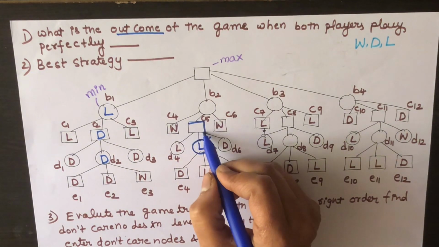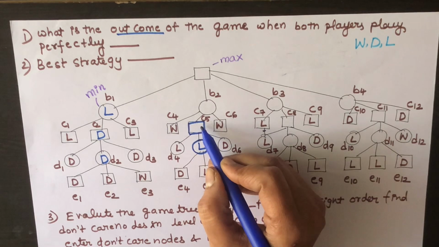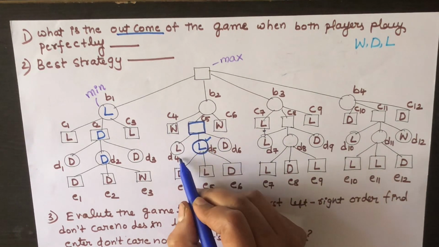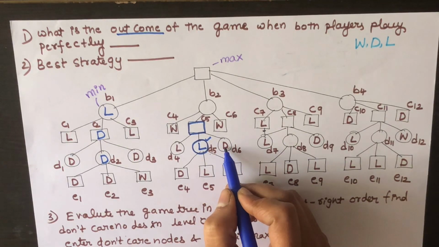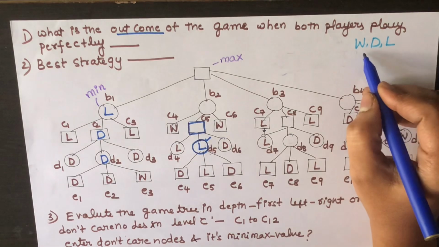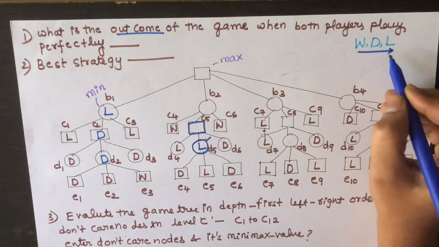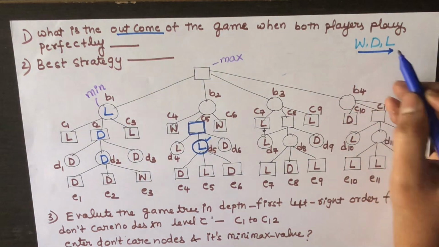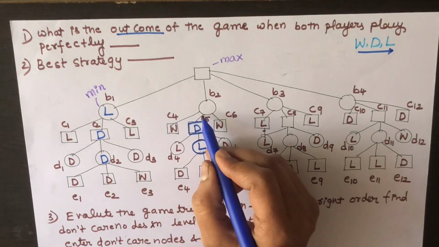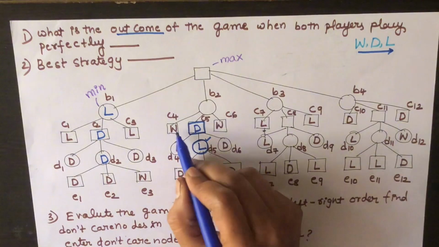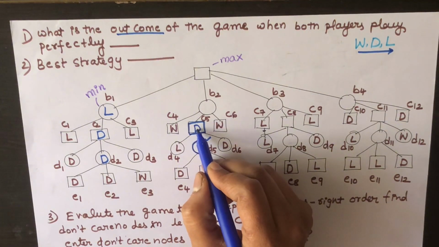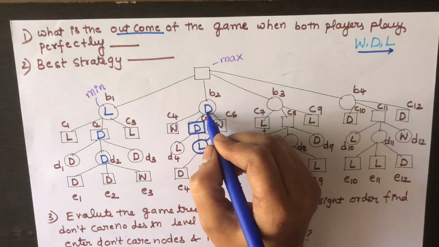Next solve C5. C5 is a max node. The max node selects the maximum value from its children D4, D5, D6. Draw is the maximum. This is the order: win, draw, lose. So draw is the maximum value, and the minimum node selects the minimum value. Win is the maximum value, so draw is the minimum value, draw.